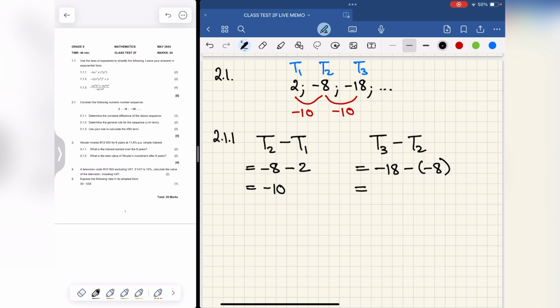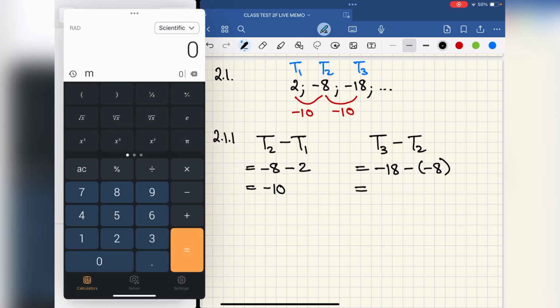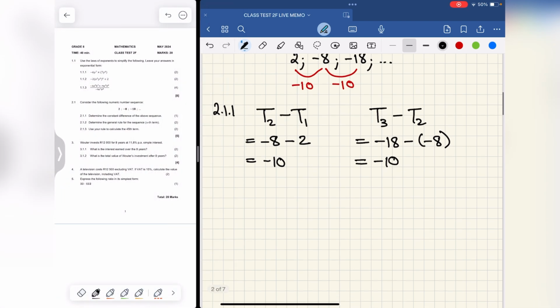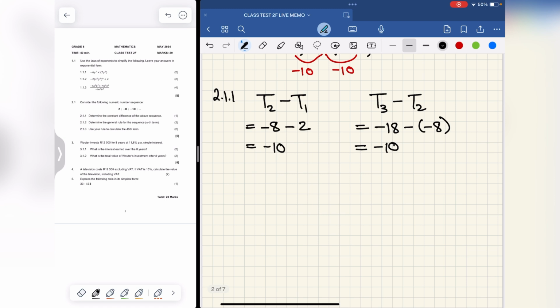And -18 minus -8, what does that look like? So I say -18 minus, in brackets, -8. And my answer is -10. Because if I had said -18 minus 8, I would get a different answer, and that would throw you out completely. Okay, so now I can see that my difference here is constant, so I can say, therefore, my constant difference is -10. So that is the answer to 2.1.1.